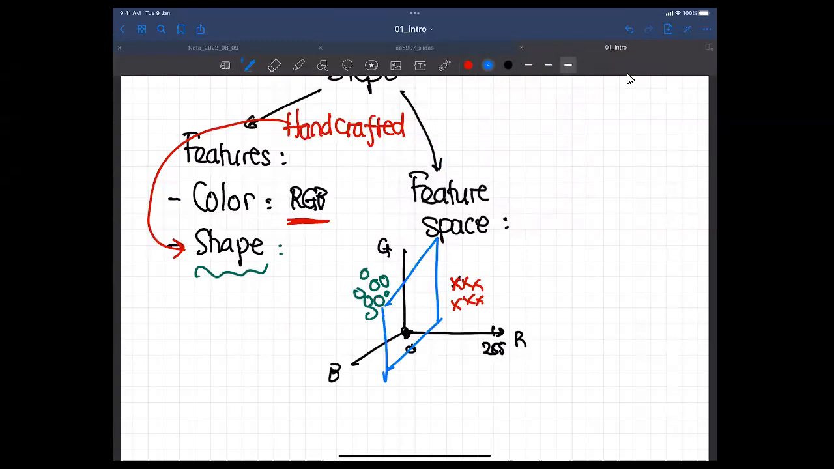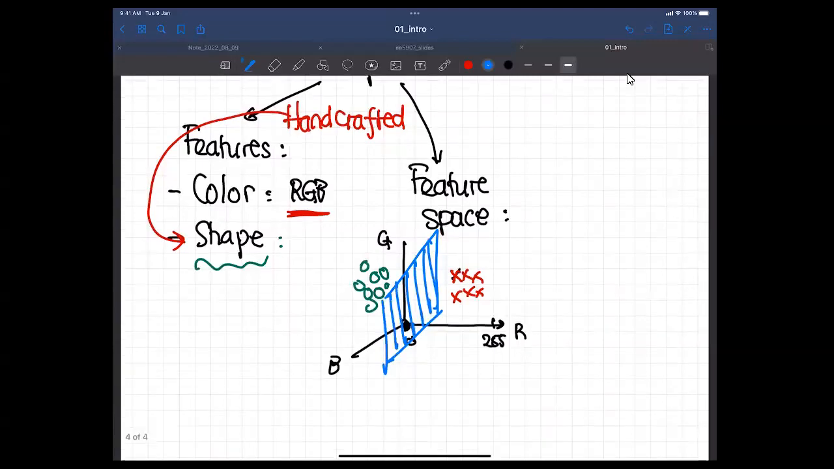Okay, so keep this in mind, that we have a plane separating the greens from the oranges. And this plane, that blue plane, has a mathematical model, has a mathematical value. So for example, in this case, the simple mathematical model is AX plus BY plus CZ equal to D. This is the mathematical representation of that plane.